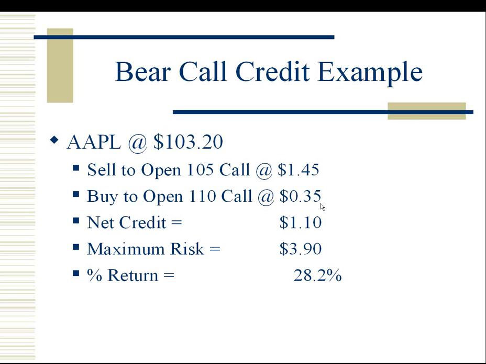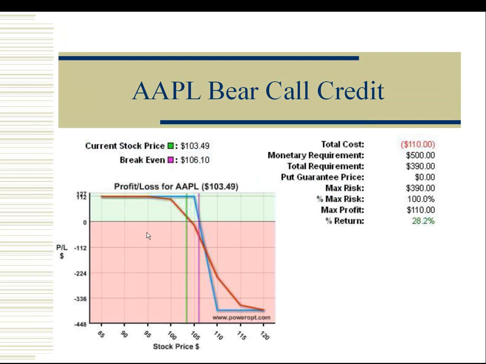So it's only going to cost us 35 cents. We're going to have a lower cost to buy the out of the money call. Our net credit, in this case, would be 110. And the maximum risk, once more, is that difference in strike prices, 500 minus 110. So we have maximum risk of 390, and the percent return would be about 28%. All right, so here's our risk-reward profile, that potential bear call credit spread we saw this morning.